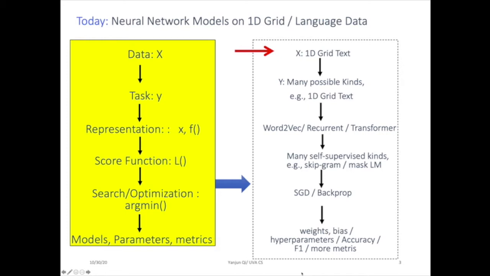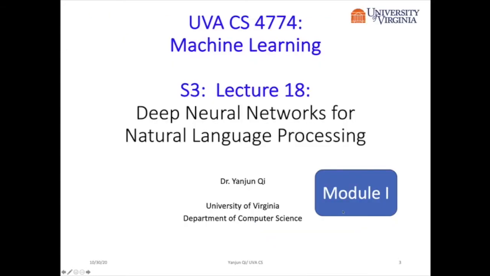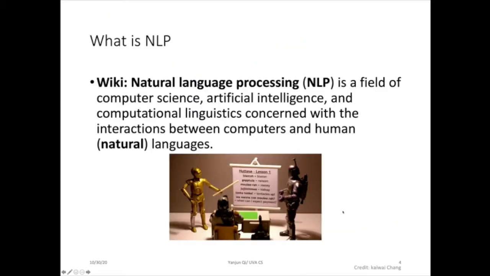So first, what is this type of application? What is this type of data? Okay, so now let's get started with the first module. In module 1, let's first talk about what is natural language processing. Natural language processing is a field of computer science and artificial intelligence about the interaction between computers and human natural languages.